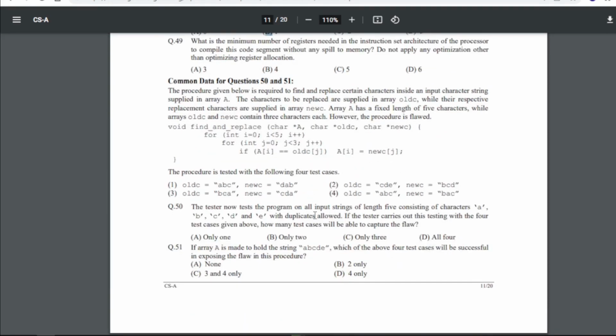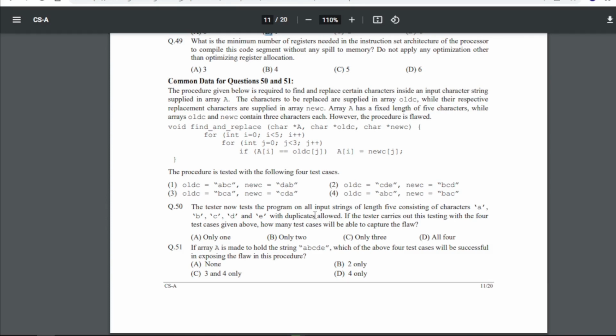Now common data again, this is for 50th and 51st. The problem statement is: the procedure given below is required to find and replace certain characters inside an input character string supplied in array A. The characters to be replaced are supplied in array oldC, right, while their respective replacement characters are supplied in array newC. Array A has a fixed length of 5 characters while arrays oldC and newC contain 3 characters each. However, the procedure is flawed. So the procedure is tested with the following 4 test cases, right?